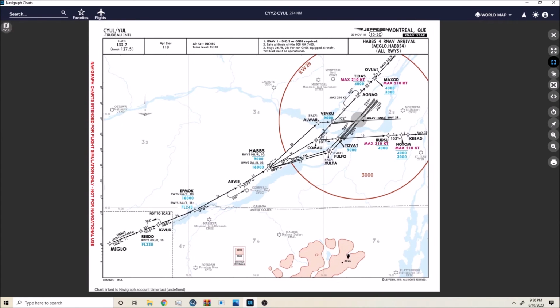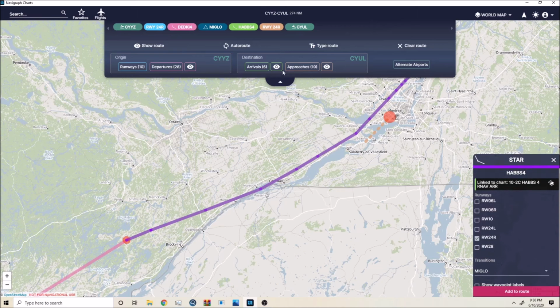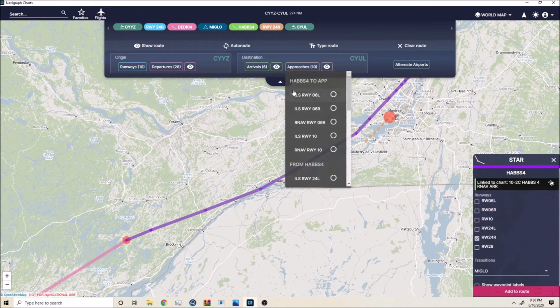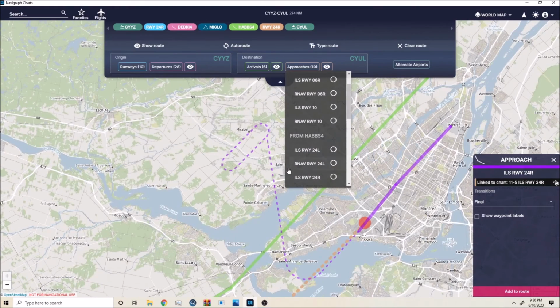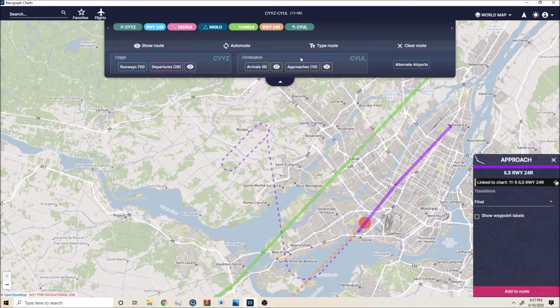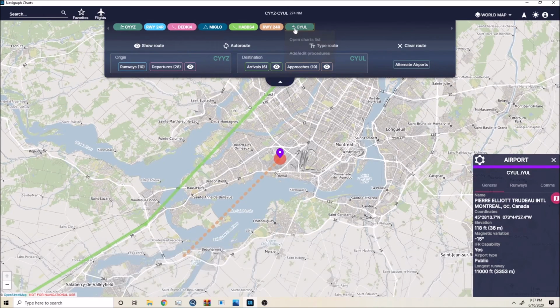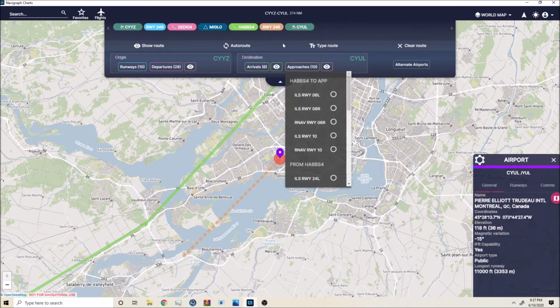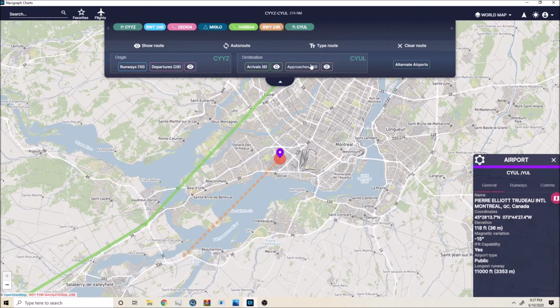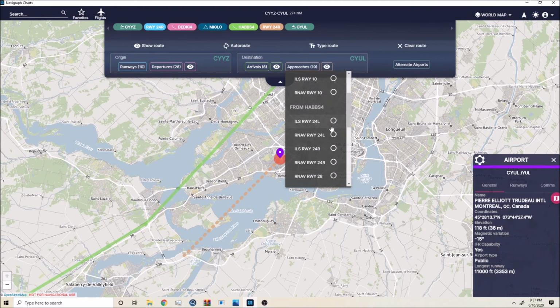Moving on to the approach. Let's say we're taking the ILS. We'll close this chart. Approach. And we're taking, let's say, just for argument's sake, the ILS 24 right. And we'll add that to the route. And let me see if I can find a chart for that. It should pop up a chart for me.